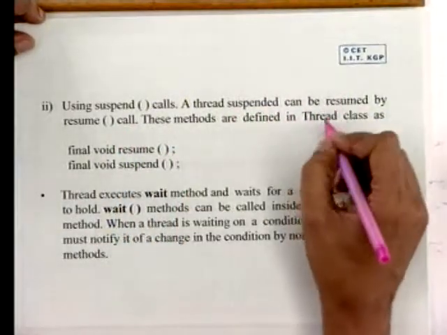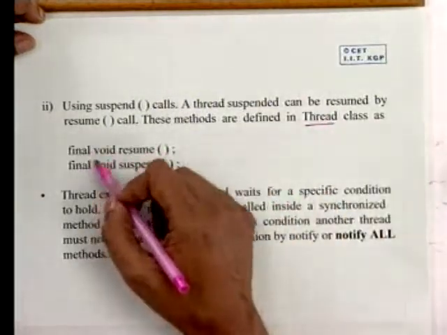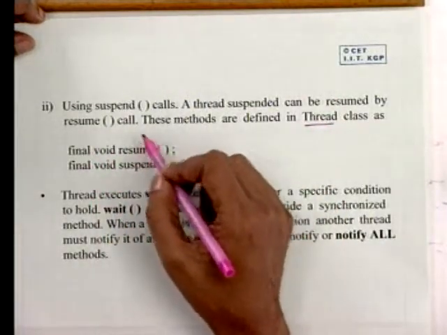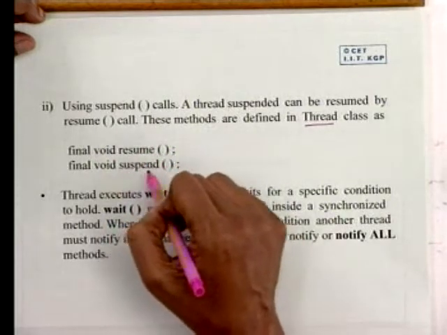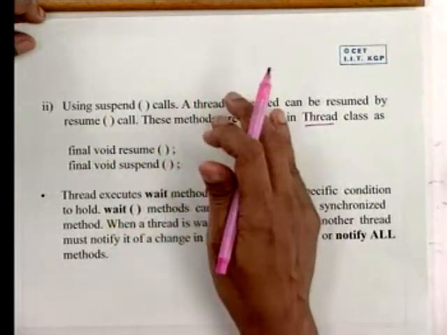These methods are defined in the Thread class, and they are final void resume and final void suspend. Whenever you want to suspend a thread, we can write that you just suspend this thread, let it wait, and later on we can resume this thread.